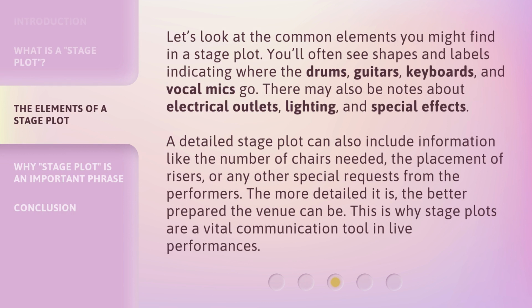Let's look at the common elements you might find in a stage plot. You'll often see shapes and labels indicating where the drums, guitars, keyboards, and vocal mics go. There may also be notes about electrical outlets, lighting, and special effects. A detailed stage plot can also include information like the number of chairs needed, the placement of risers, or any other special requests from the performers. The more detailed it is, the better prepared the venue can be. This is why stage plots are a vital communication tool in live performances.